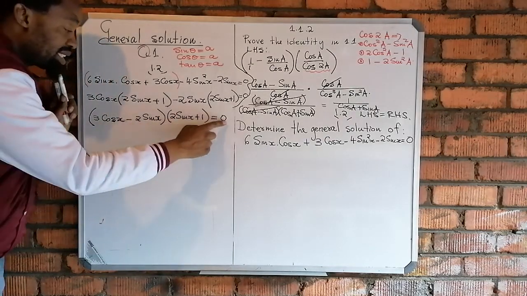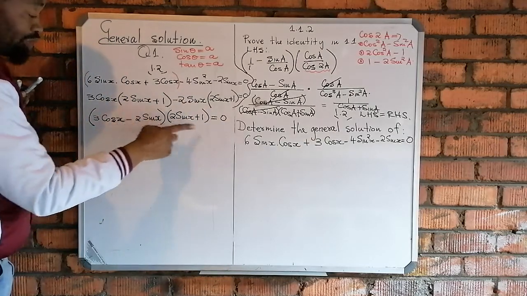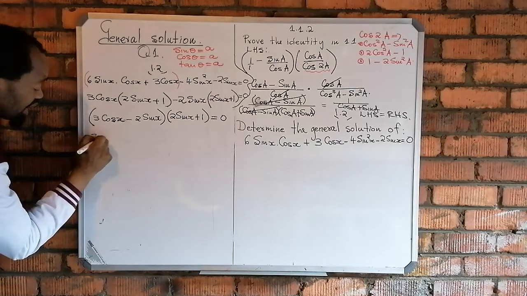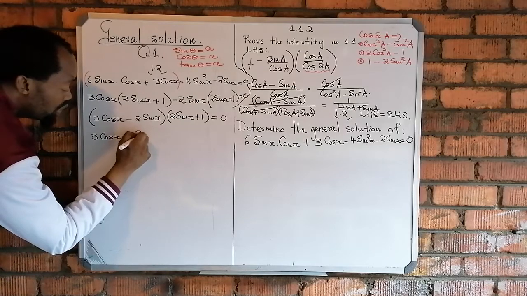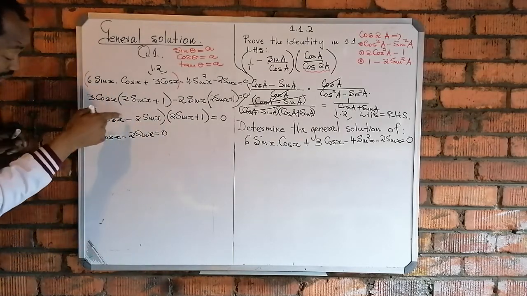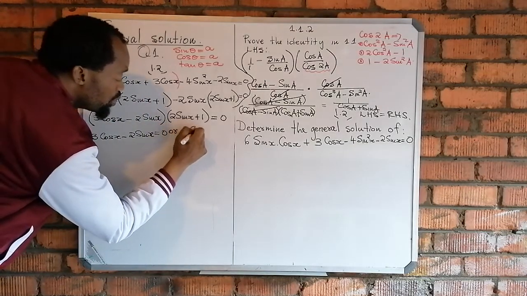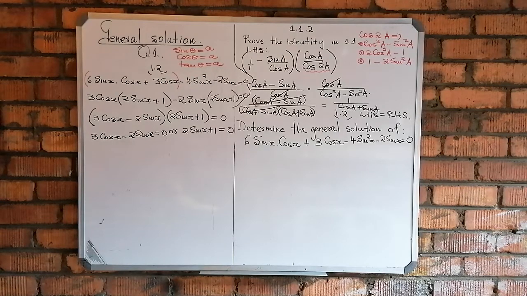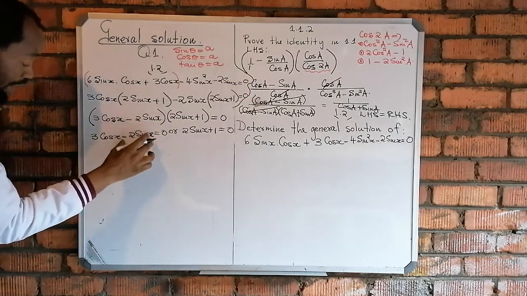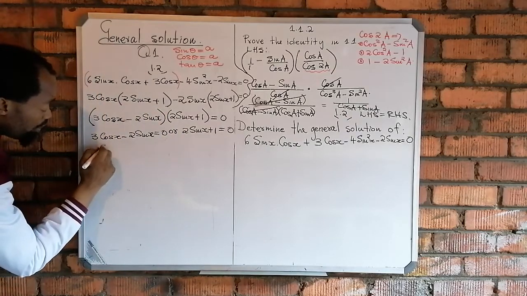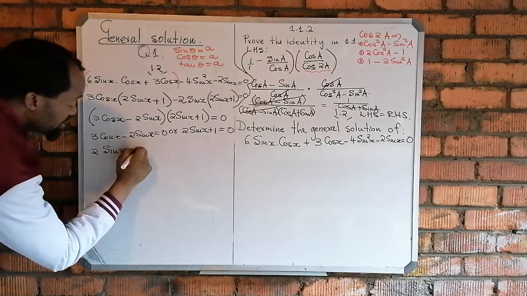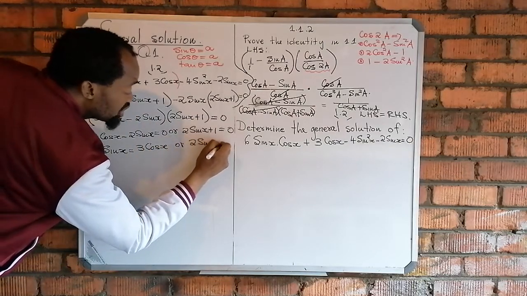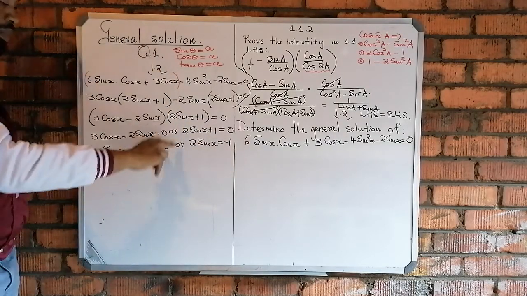Because I'm multiplying this and it is equal to 0, it means one of them must be equal to 0. Now, I don't know which one, that is why I'm going to say 3 cos x minus 2 sine x is equal to 0. If it is not this one, or 2 sine x plus 1 is equal to 0, it should be that one. I solve for x. I take this into that side, it becomes 2 sine x, which is equal to 3 cos x, or it is 2 sine x, which is equal to minus 1.